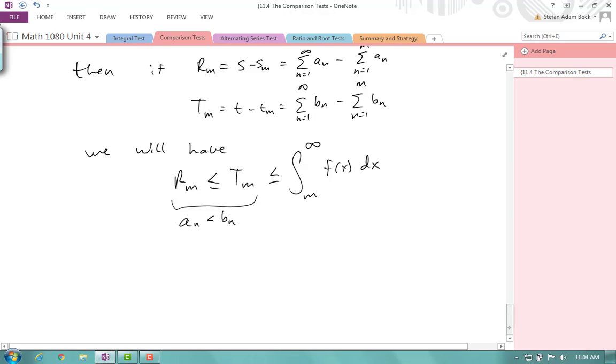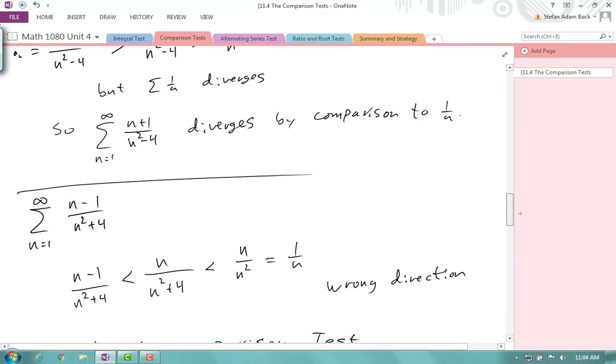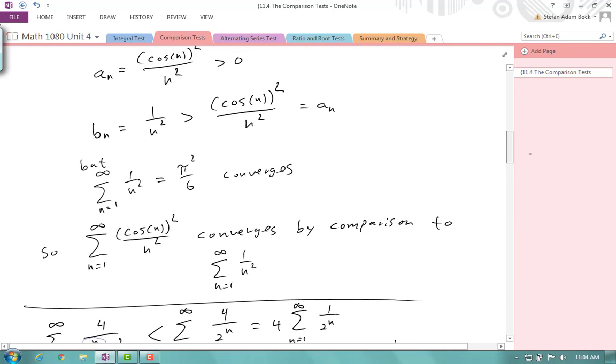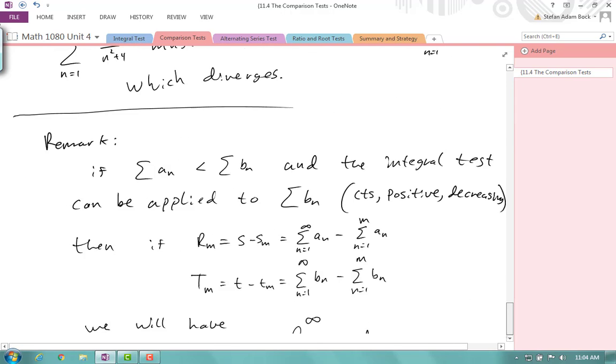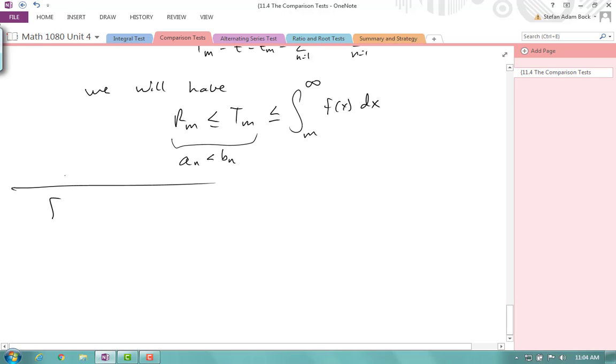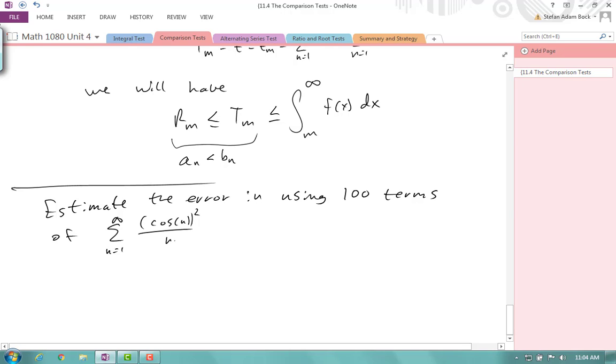So if I wanted the error in taking this first series I had before, cosine of n squared over n squared, if I were to find, or rather estimate, the error in using 100 terms of the sum from n equals 1 to infinity of cosine of n squared divided by n squared, I would use its comparison series, cosine of n quantity squared over n squared was smaller than the sum from n equals 1 to infinity of 1 over n squared.